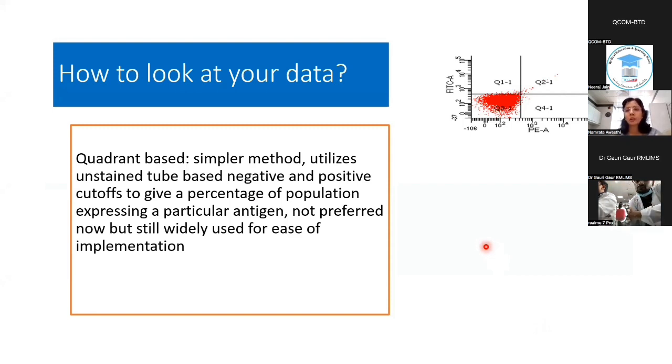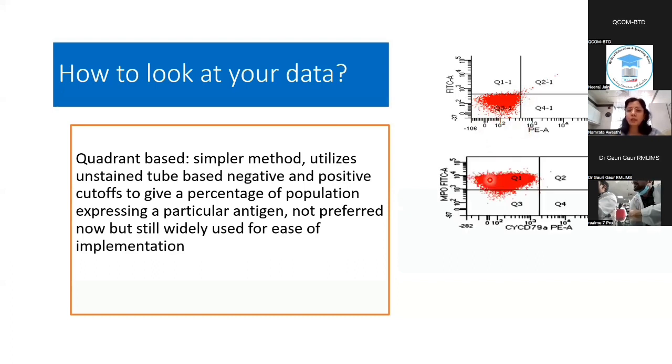So an unstained tube, that is, no fluorochromes are put, is processed in a similar manner like a stained tube, and it is acquired on a flow cytometer. And we know that because there are no fluorochromes, there should be no fluorescence, and the population should be in the double negative zone. Based on this, we instruct the software to make quadrants. And then when we run our stained sample, if it falls in the positive region, we call it positive.